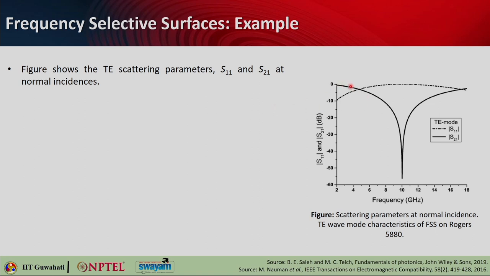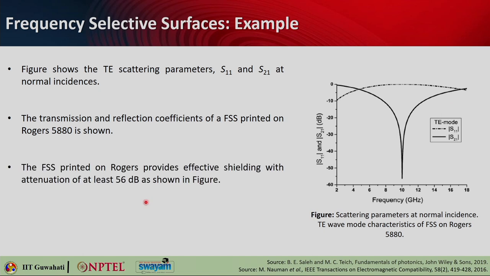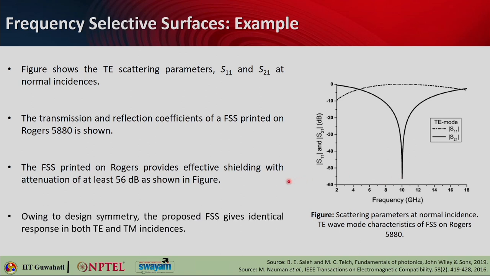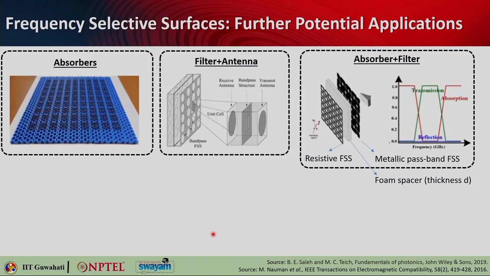This is the plot: the dark line shows the transmission characteristics, and the dotted line shows the S11. Here you can see that at 10 gigahertz, it gives very effective shielding of almost 56 dB. It's minus 56 dB here. So it can block the 10 gigahertz frequency up to 56 dB. That is very good shielding, and it will not block other frequencies. So this FSS is a very good electromagnetic shield at 10 gigahertz. Because of the design symmetry along X and Y, this FSS will give an identical response in both TE and TM incidences. That makes this a very useful one.